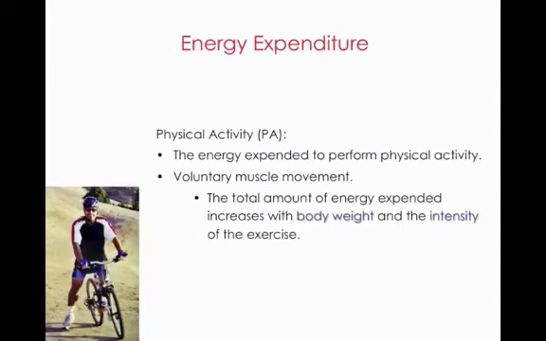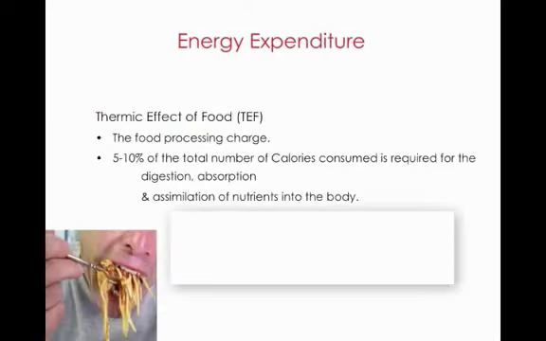The second component of energy expenditure is physical activity. This is voluntary muscle movement, and the amount of energy expended increases with body weight and intensity of exercise. The third component is known as the thermic effect of food. This is the amount of calories that our body charges for processing, for digestion, absorption, and assimilation of nutrients.